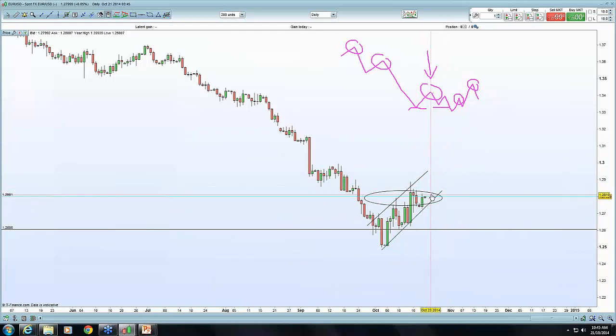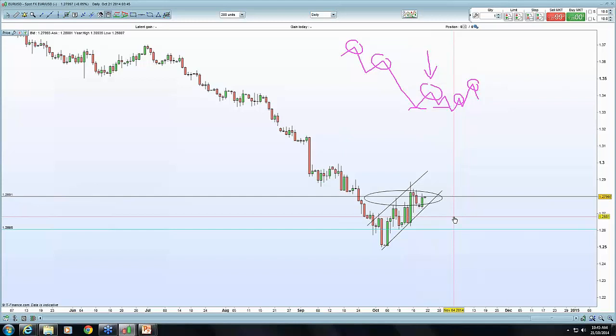Right now, we are looking to test it. Of course, there's some Euro news coming out later this week, so just be mindful of this 128 to 128.50 level. This is a strong resistance area. Even though there's news coming out, it's still important to look at the charts.